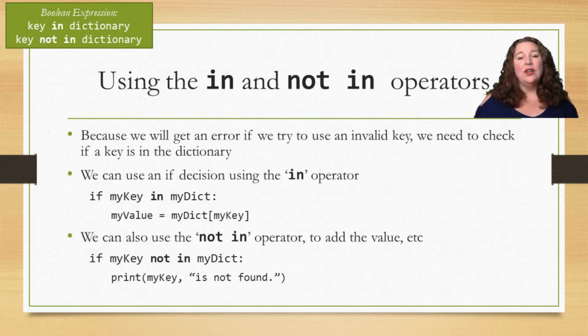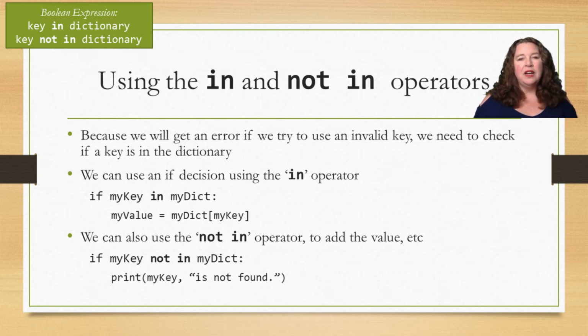As a way to get around those errors of throwing key value errors if the value does not exist in the dictionary, we use the in operator. So I can check with a Boolean expression to find out if the key exists in the dictionary. I can also find out if the key does not exist in the dictionary.